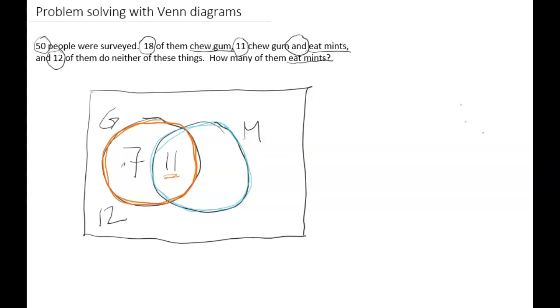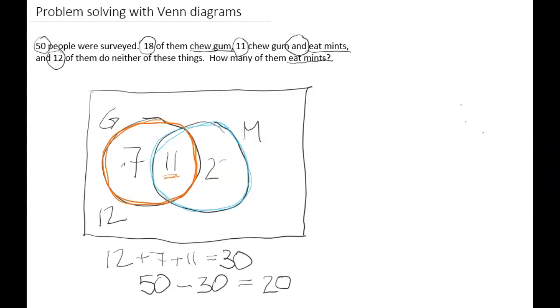I know that there were 50 people total surveyed. So far in my diagram, I have 12 on the outside, 7 that only chew gum, and 11 in the middle, for a total of, let's see, 30. There's 30 people in my diagram, but there's 50 people in my universe. So if I take the 50 people that should be in there all together and subtract the 30 who are already in there, I get 20, and they must go in the empty spot here, 20 people.